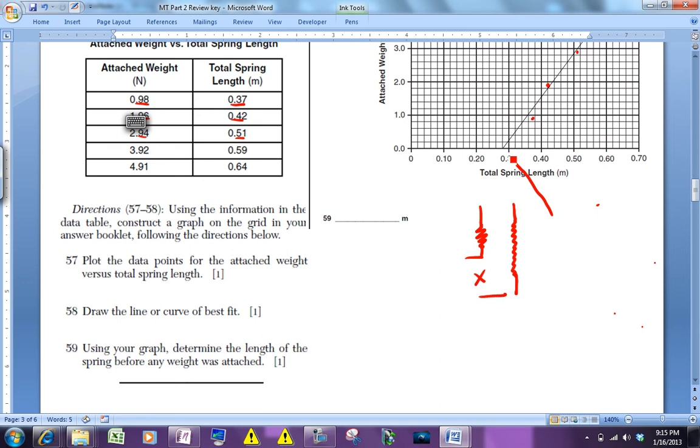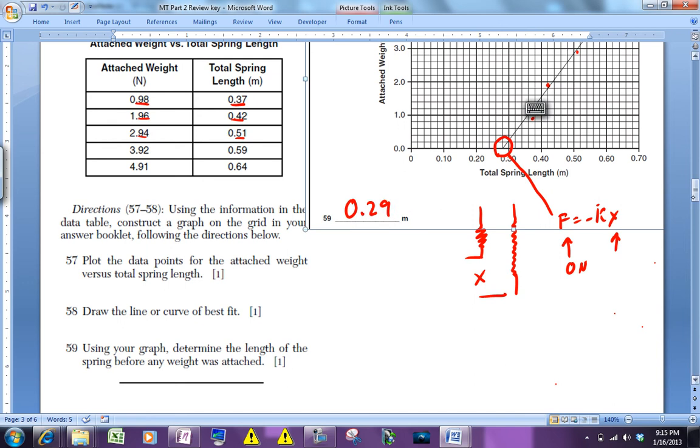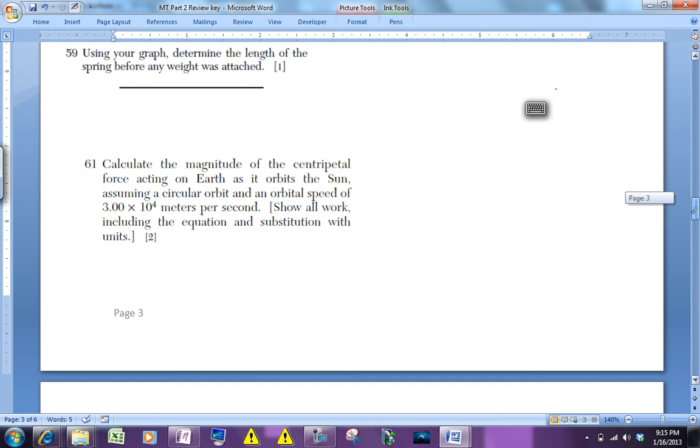So right here, this point where it intersects is going to tell us when the force is 0 newtons, what was the value of x. In other words, what was the rest length of the spring. And in this case, you can see it's about 0.29 meters.